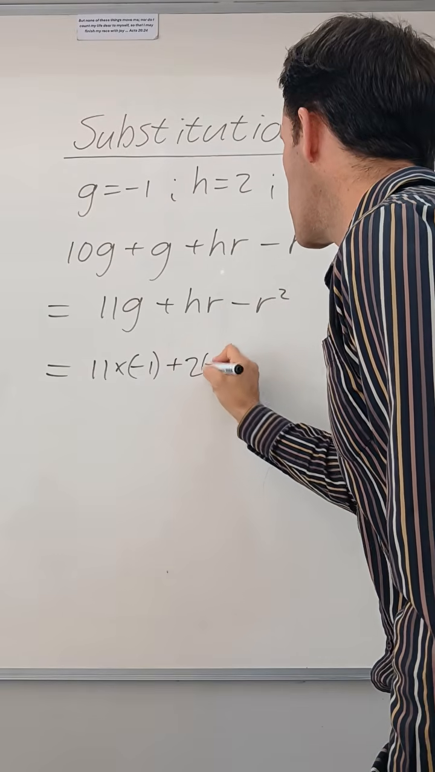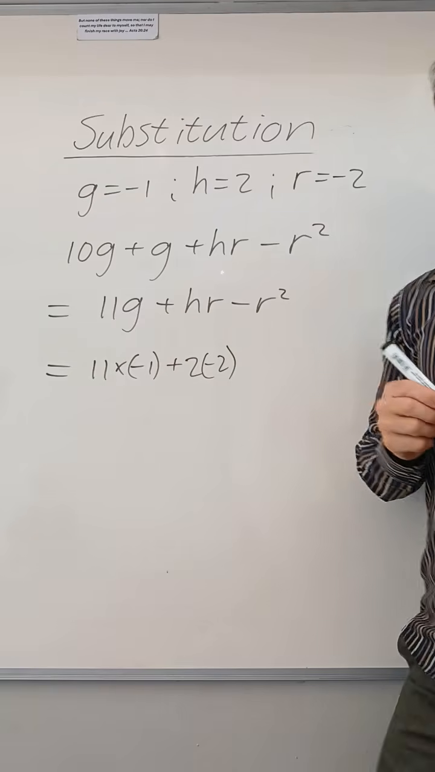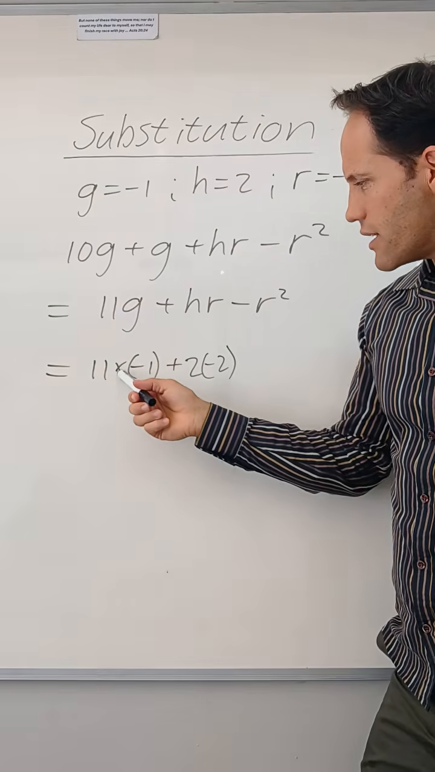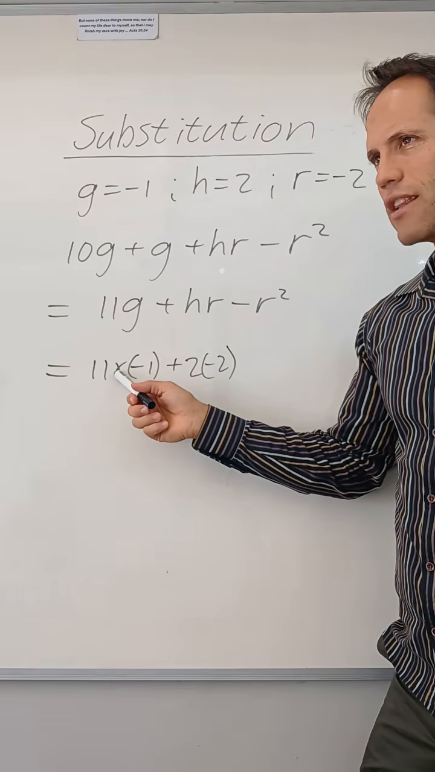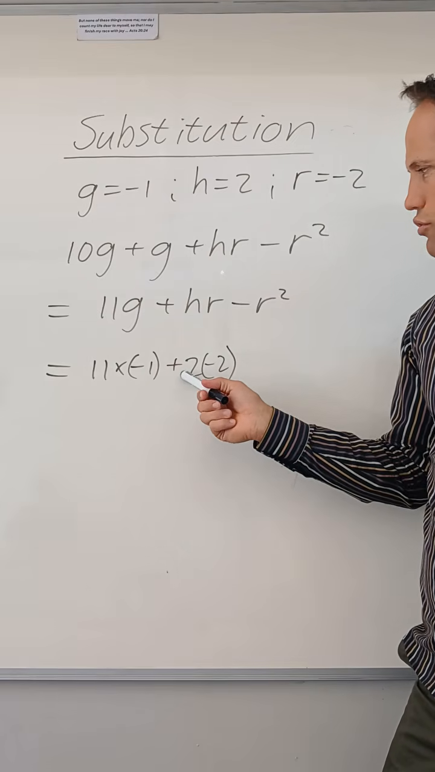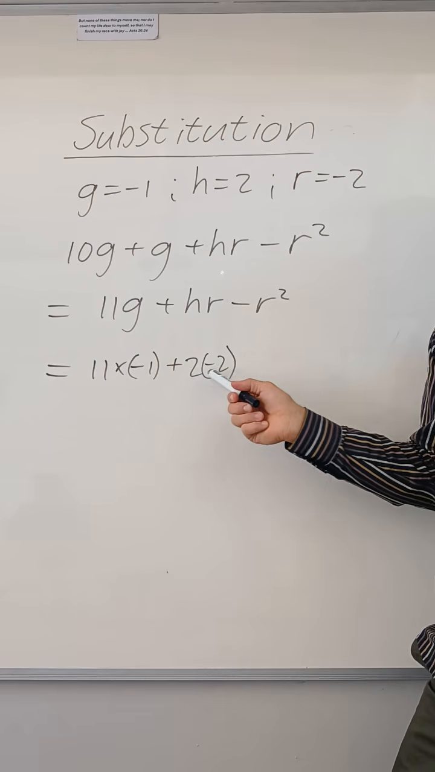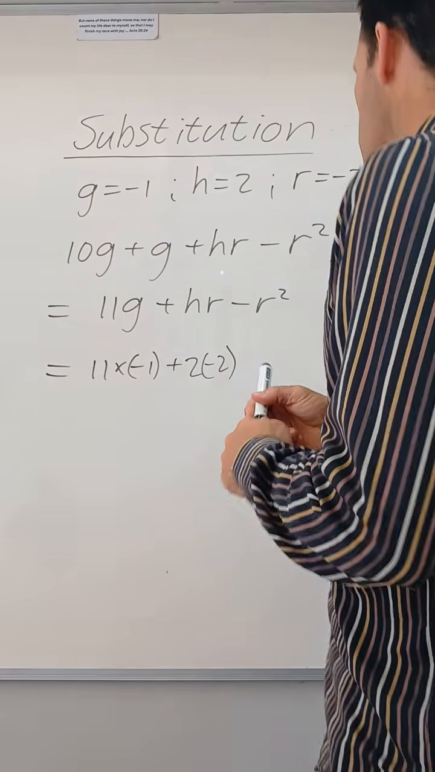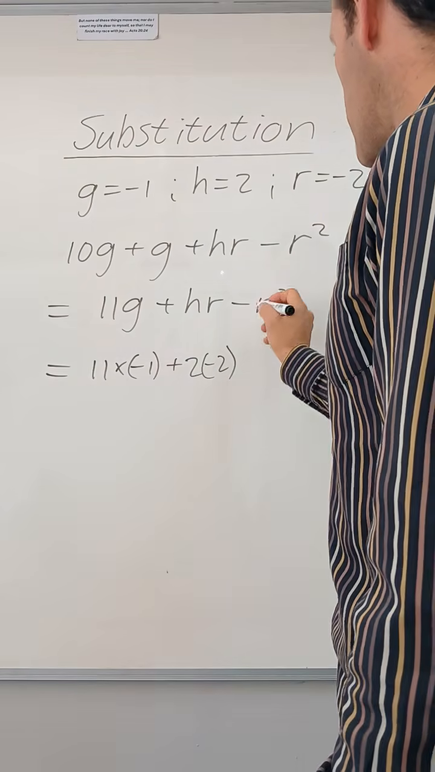So you can put it in brackets, so you don't even need to multiply. Yeah, I put the multiply in, but you don't even need that because brackets means multiply. So it's 2hr, 2 times -2. What about the exponent? Yeah, we're going to look at that now.